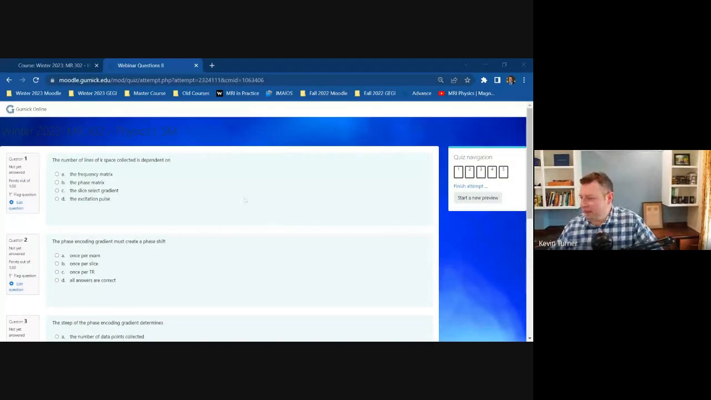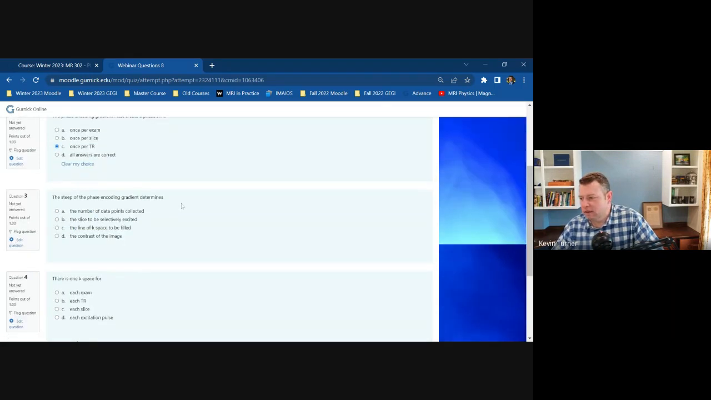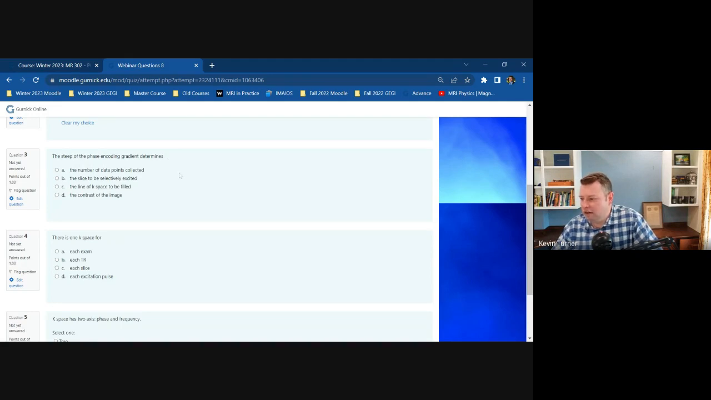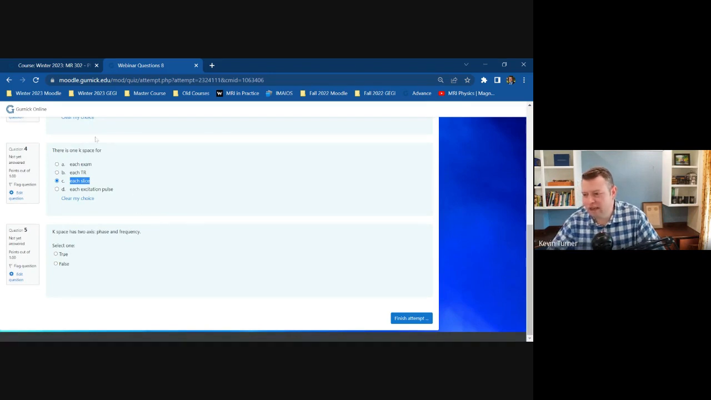Okay, the number of lines of K-space collected is dependent on the phase matrix. The phase encoding gradient must create a phase shift once per TR, because every TR we collect an echo, right? So we have to have a phase shift every TR. The steepness of the phase encoding gradient determines the line of K-space to be filled, right? Number of data points is frequency matrix. That's the slice select. This is TR and T. There's one K-space for each slice. Every slice has its own K-space. And K-space has two axes, frequency and phase. Yes, that is true.